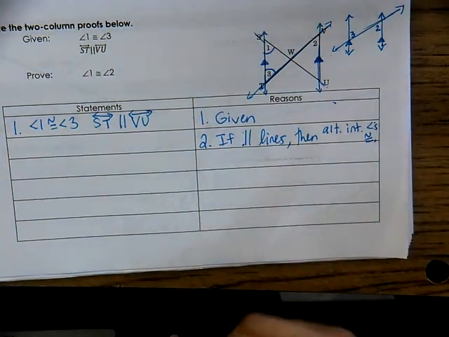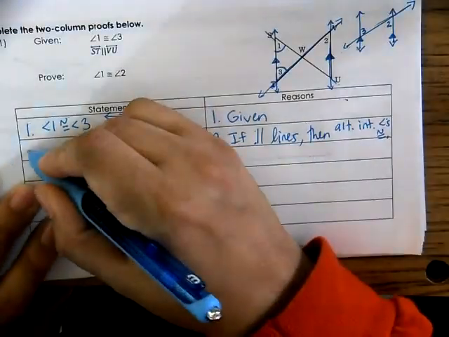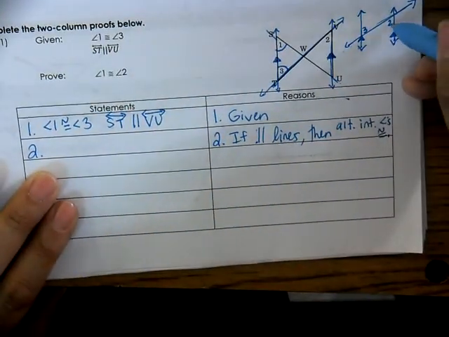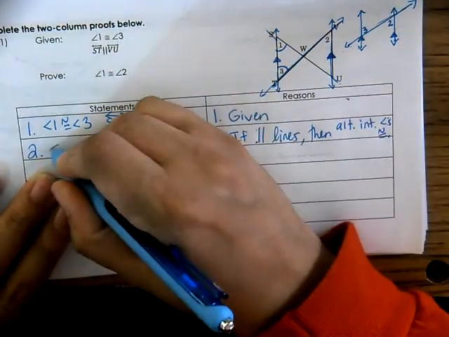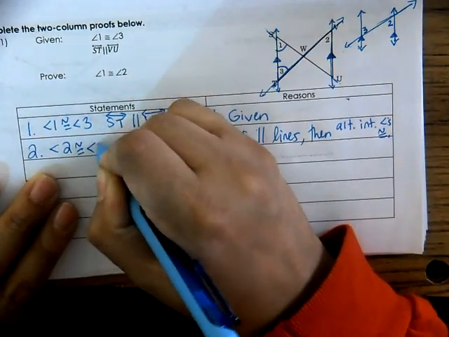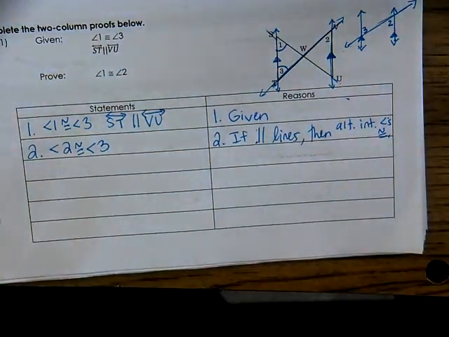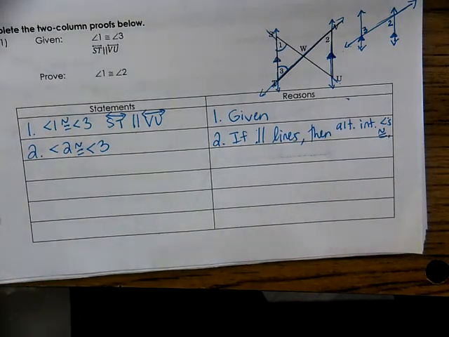All right, and we want to say what those two alternate interior angles are that are congruent. So those are 2 and 3. Angle 2 is congruent to angle 3. And it doesn't matter which way you write them. You can say 3 is congruent to 2. But at this time, we need to figure out what my next step will be.